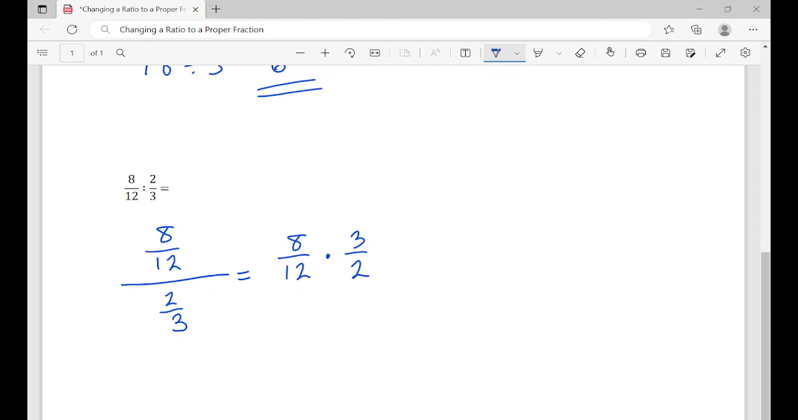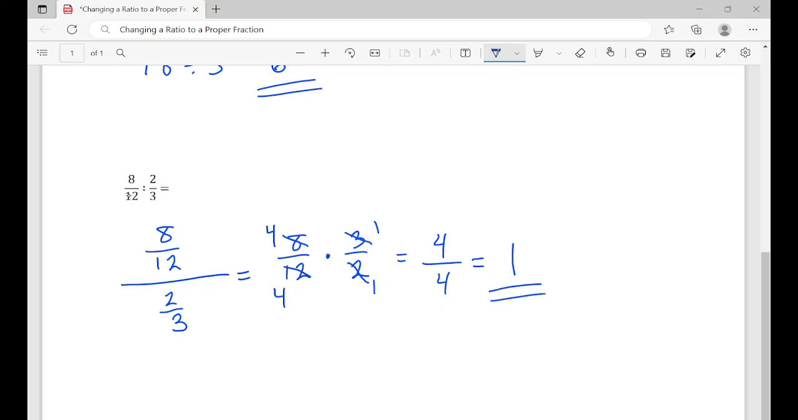And now we're just going to simplify as best we can. 3 can go into itself once, and 3 can go into 12 4 times. 2 can go into itself once, and into 8 4 times. So let's clean this up. 4 times 1 is 4. 4 times 1 is 4. And then 4/4 can reduce down to 1.